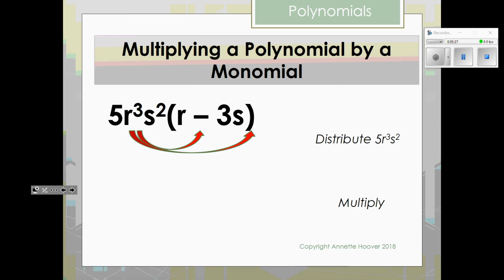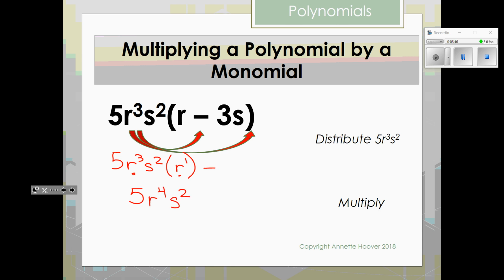Another practice, we have 5r cubed s squared times r. So all we have to do here is multiply the r terms together, or add the exponents. So we get 5r to the fourth s squared.